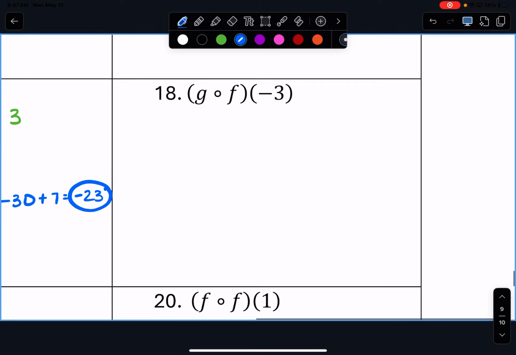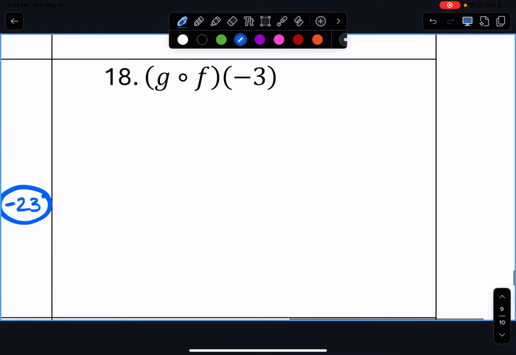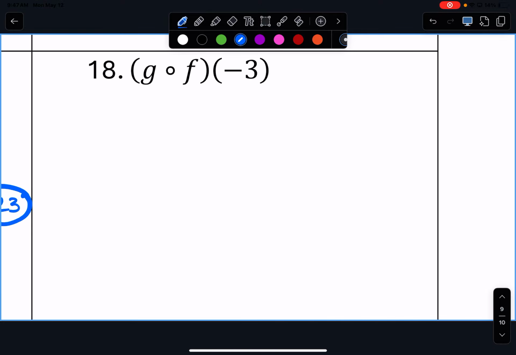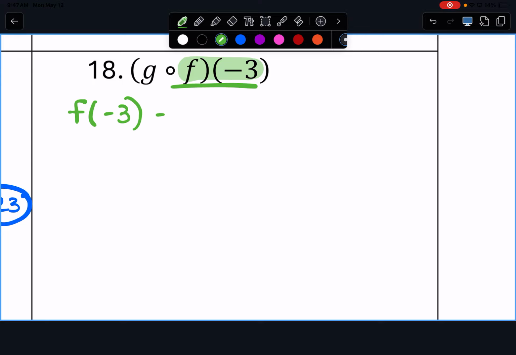Number 18. Did anybody like the second method and want me to go over another one that way? All right. So the rest of you do the method you prefer. I'm going to go over it using the second method. You take the inside part. So we're going to use this part and we're going to find f of negative 3. That is what we are plugging in.